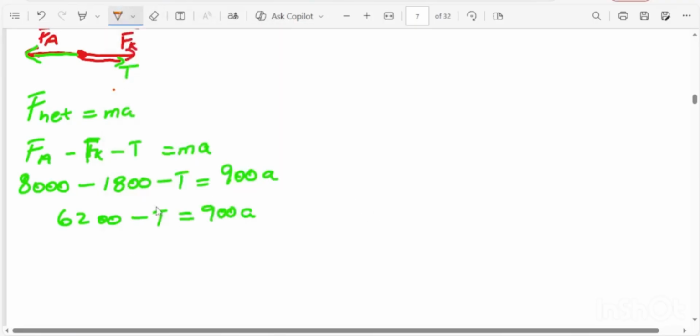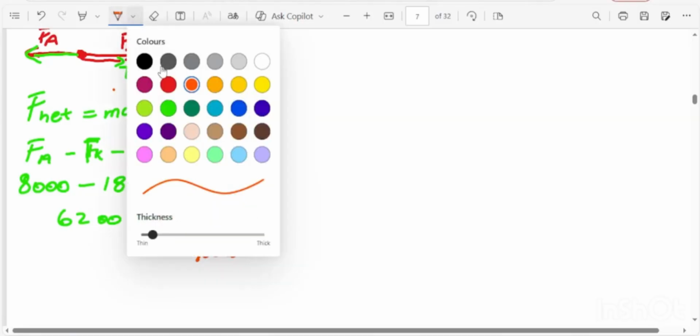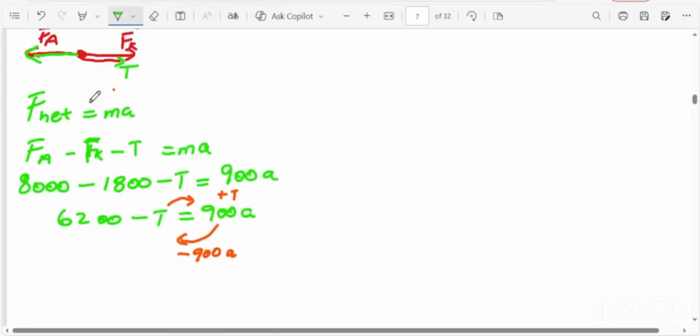Take this tension, move it to the other side so that it can be positive T. Take this 900a, bring it this side. So now we know that 6,200 minus 900a is equal to tension. Let's call this equation 1.